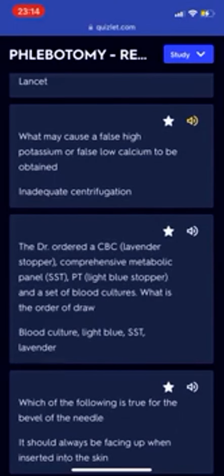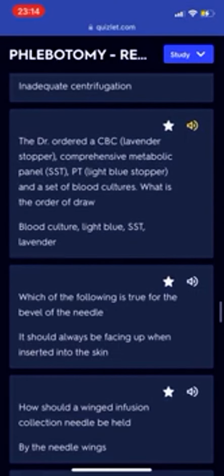Inadequate centrifugation. The doctor ordered a CBC, comprehensive metabolic panel, and a set of blood cultures. What is the order of draw? Blood culture, light blue, SST, lavender.